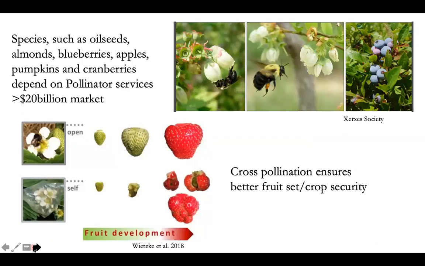This is a very economically important phenomenon because species such as oilseeds, almonds, blueberries, apples, pumpkins, cranberries, and many other crops depend on pollinator services for a proper fruit set. This amounts to almost a $20 billion market share. Cross-pollination due to attraction by nectar and pollen is also important for proper fruit set, as we see here. A strawberry that has been pollinated by bees looks more like a strawberry, whereas the self-pollinated strawberries look more defective and have not formed a proper fruit.